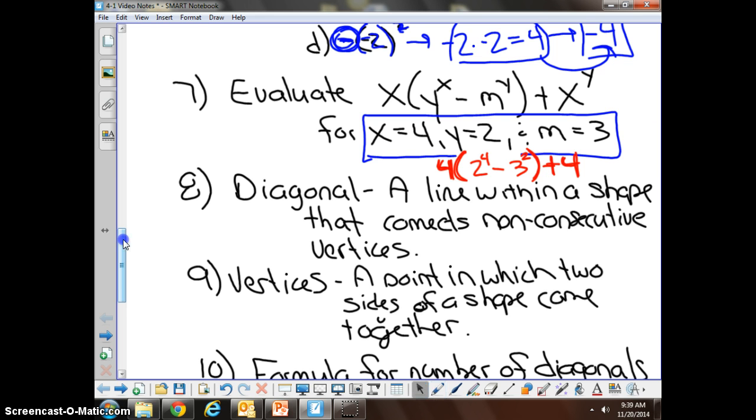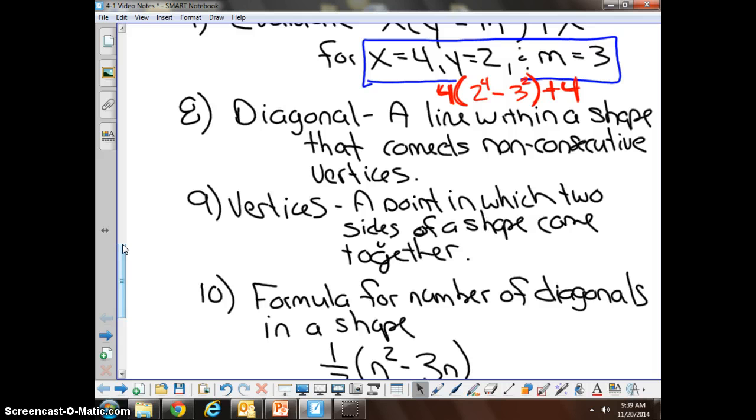Number 8, diagonal. A line within a shape that connects non-consecutive vertices is what we are going to call a diagonal. Some more vocab for you.